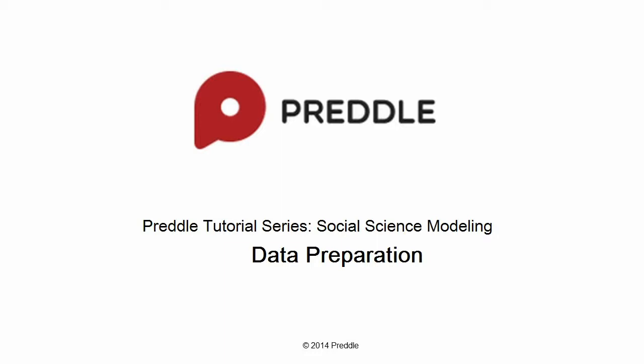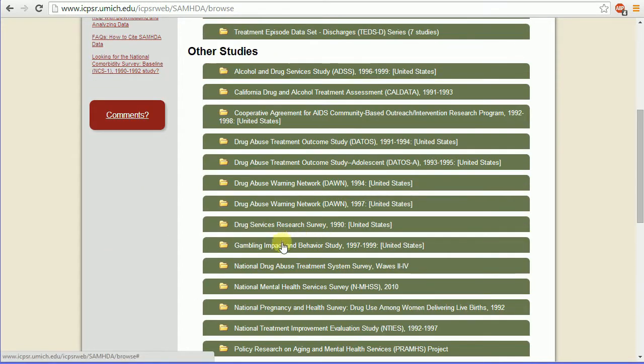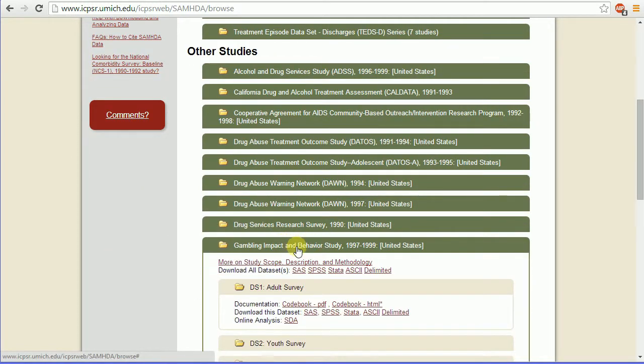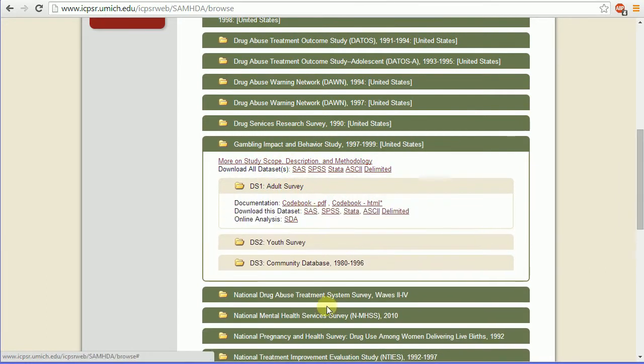As a social science researcher, you have probably collected survey data or experimental data with one record per person, some demographic and behavioral information about that person, and the outcome variable. For the purpose of this tutorial series, I've downloaded data from the Substance Abuse and Mental Health Services Administration. It's the Gambling Impact and Behavior Study Adult Survey. The raw data looks like this.